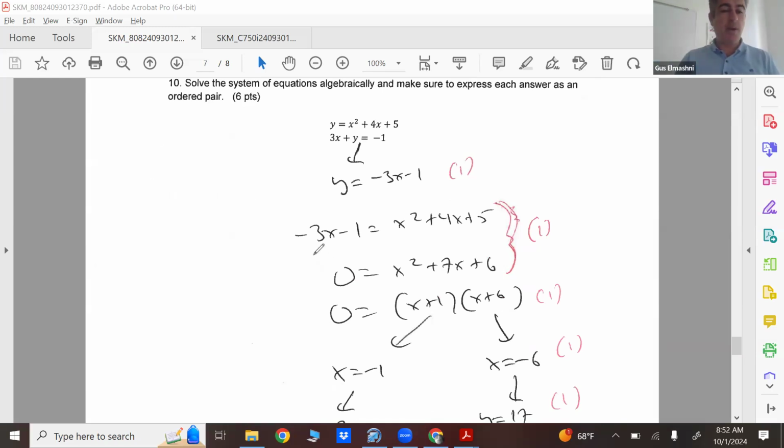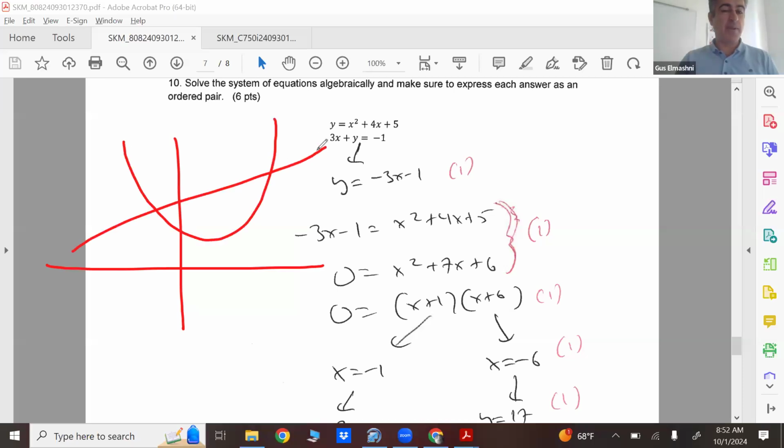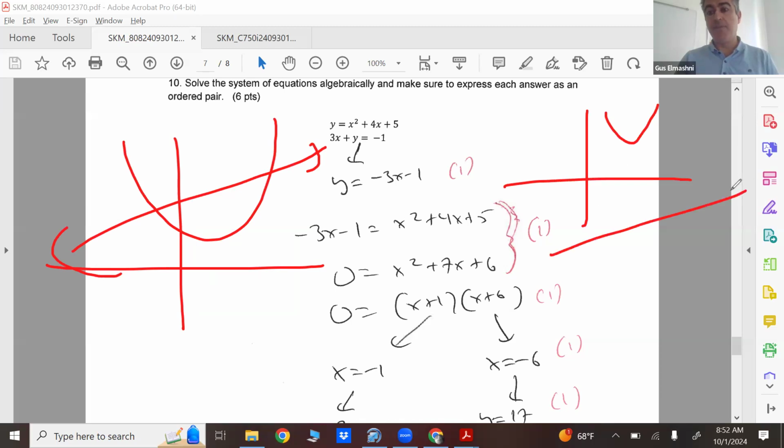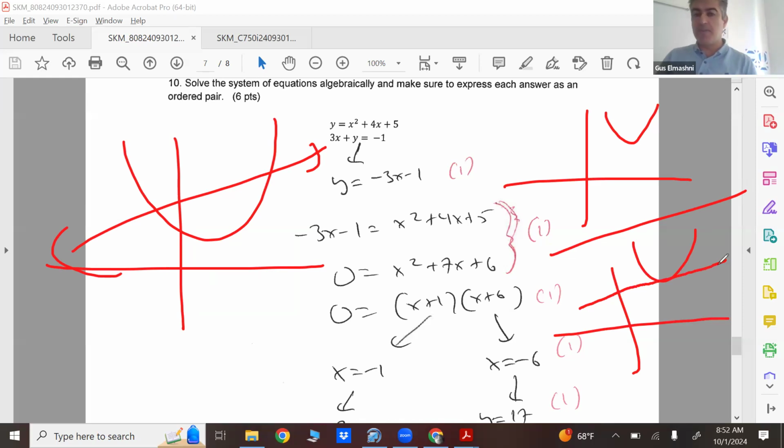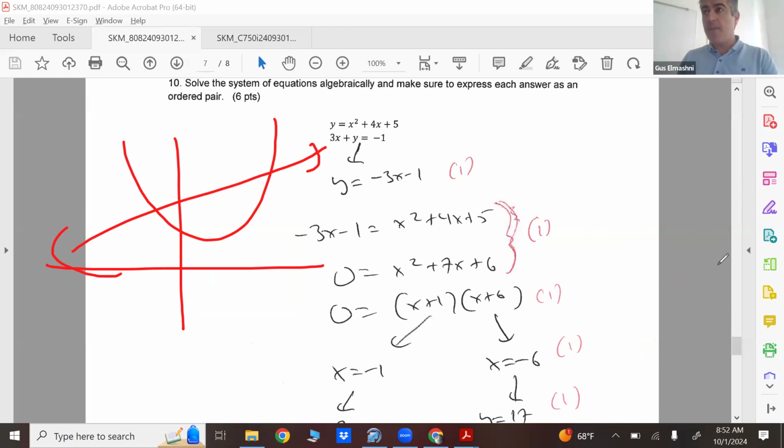How many times could they cross? They could probably cross twice, right? I mean, they could also never touch. Or it could just graze it and touch just once. Three possibilities. Most likely, it's going to be that first possibility. You have a graphing calculator, plug it in. Even though I said algebraically, still use your calculator to see what happens.